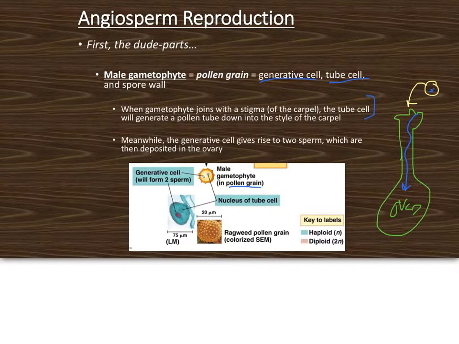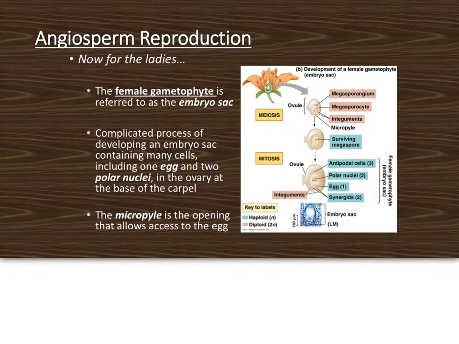Meanwhile, as the tube cell forms a tube, the generative cell splits into 2 sperm, which will move down that tube and be deposited in the ovary, hopefully to join an egg. Now this is interesting that it's 2 sperm, and we'll come back to this in just a moment as to why that's important. Now for the female part, again, the female gametophyte, so the female quote-unquote little organism, is the embryo sac, which you can think of as like the ovary at the base of the carpel.